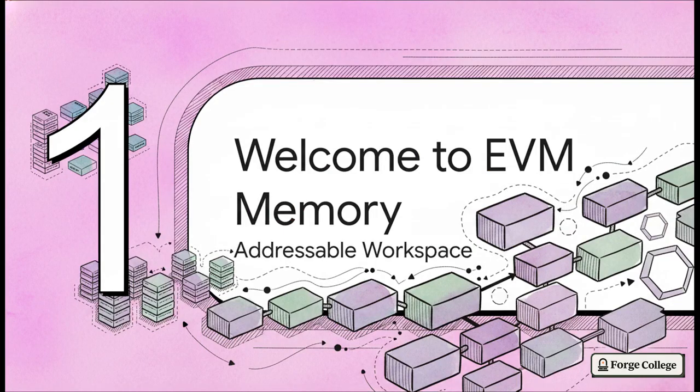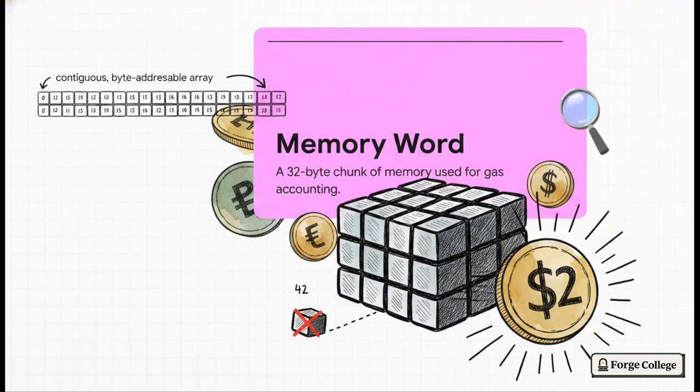All right, section 1, welcome to EVM memory, the addressable workspace. So, in previous lessons, we spent a lot of time talking about the stack, that tightly constrained last in, first out holding area for tiny, short-lived values. But what happens when you need to copy a massive chunk of calldata, or maybe build a complex payload of bytes to send over to another contract? Yeah, the stack just isn't going to cut it. You need a much larger, addressable workspace, and that is where memory comes in.